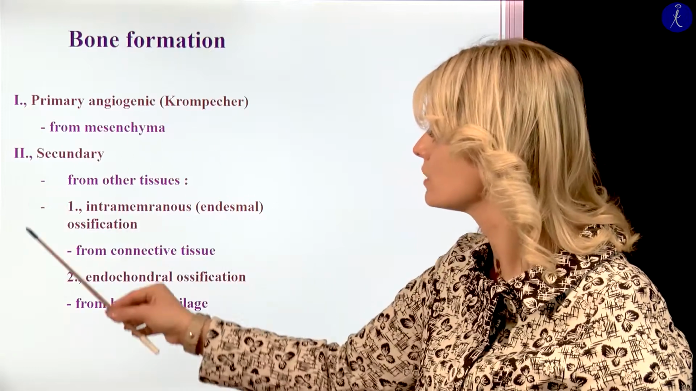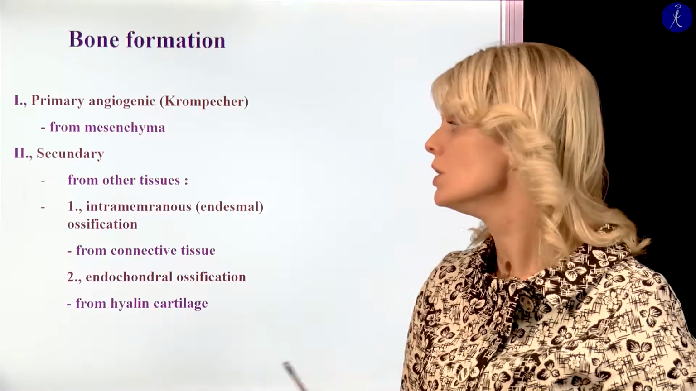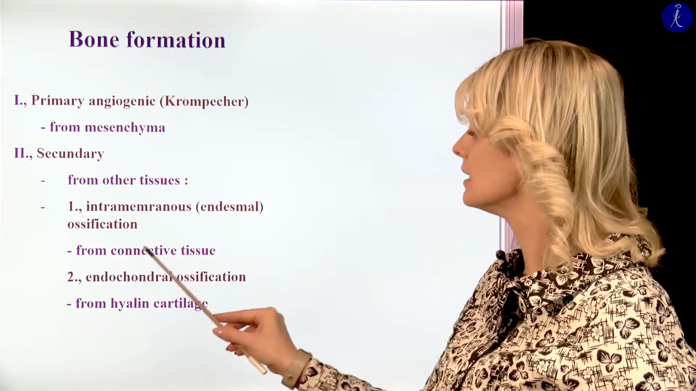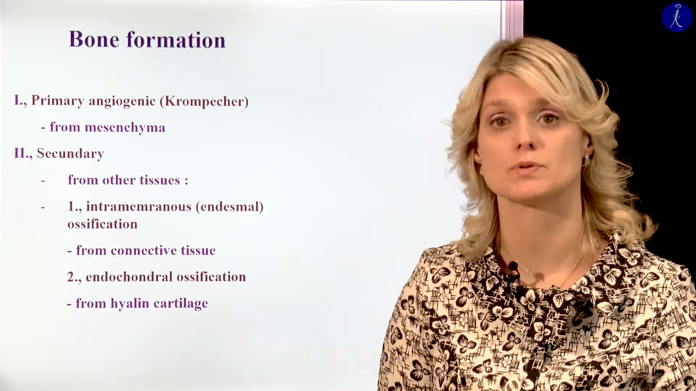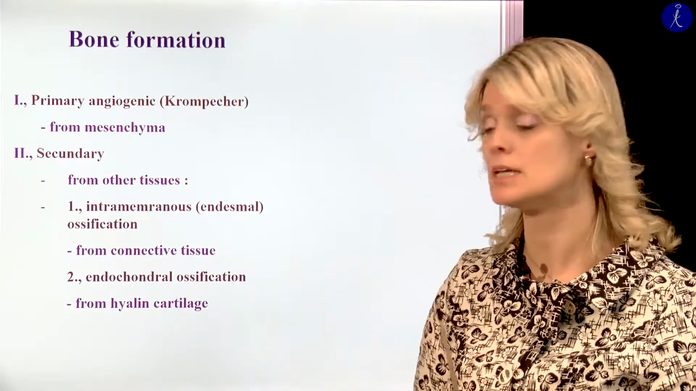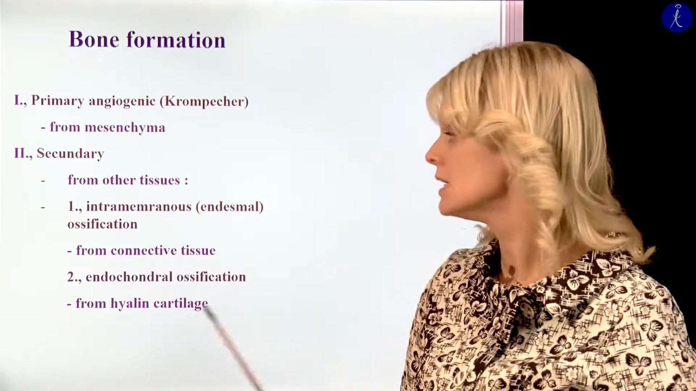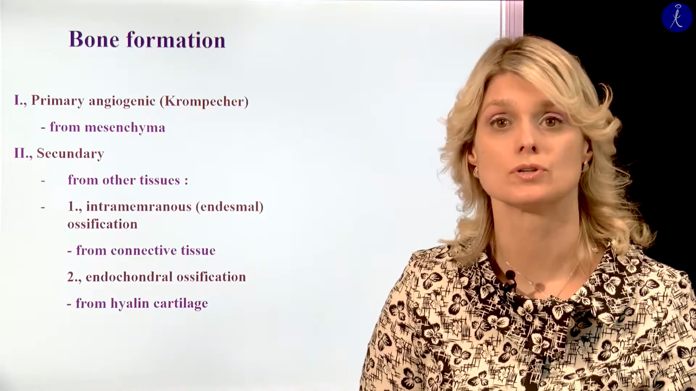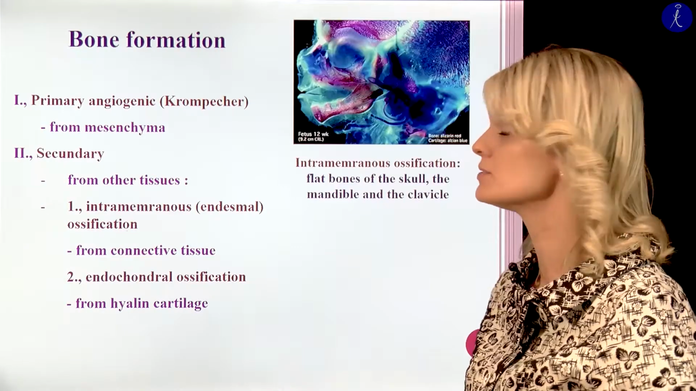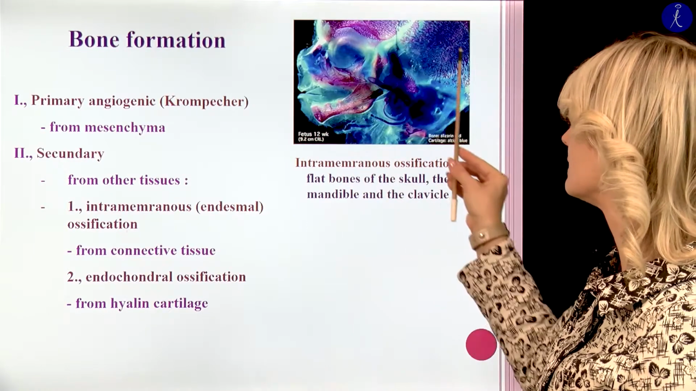Now we have to concentrate on the secondary bone formation, which means that we have a background tissue. It could be connective tissue or hyaline cartilage. If the whole ossification starts from the connective tissue, this is called intramembranous ossification. And when we have hyaline cartilage as the background, this is called endochondral ossification. Where do you find intramembranous ossification? Intramembranous ossification we can find in the skull.